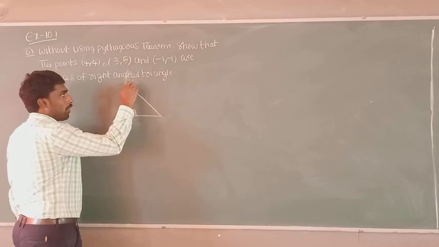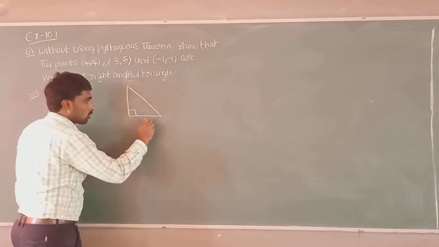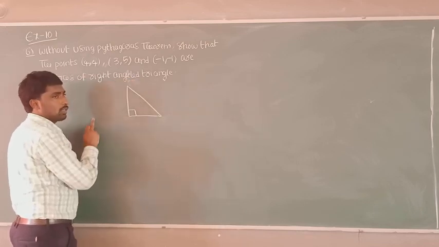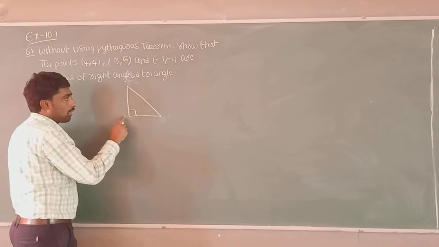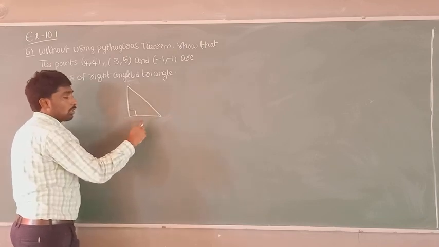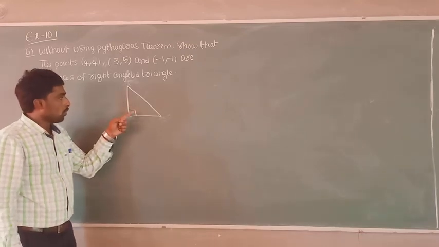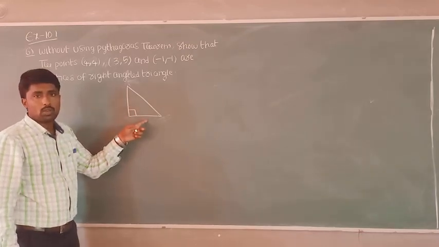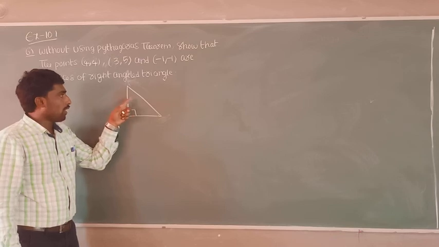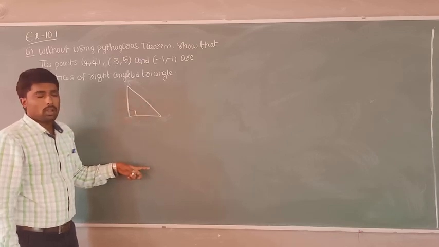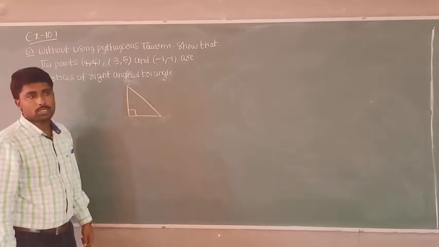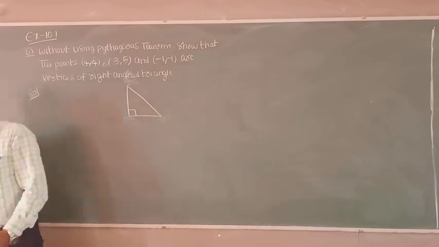So I just have to find the slope of this line, and the slope of this line, and the slope of this line. If two lines are perpendicular, what is the condition? This line's slope into this line's slope equals -1. That's why I have to find the slopes of all 3 lines, and then check the perpendicular condition. Is it clear, everyone?